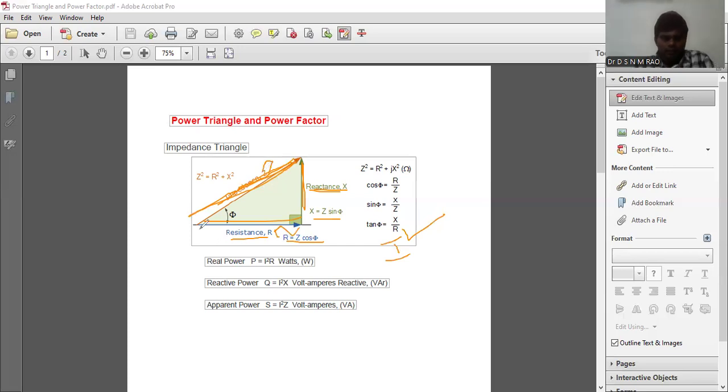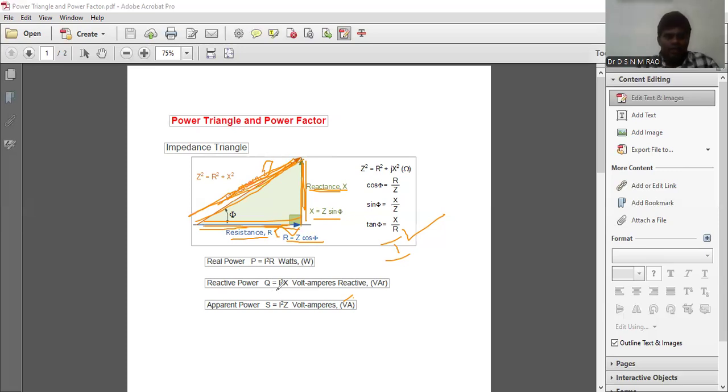I squared R is taken as real power. I squared X is taken as reactive power. I squared Z is taken as apparent power or total power. Real power units are watts or kilowatts, reactive power units are volt ampere reactive, and apparent power units are volt ampere or kVA. In this way, the power triangle will be obtained. If we multiply the three sides of the impedance triangle by I squared, the power triangle is obtained.